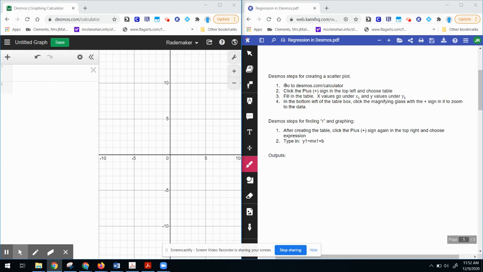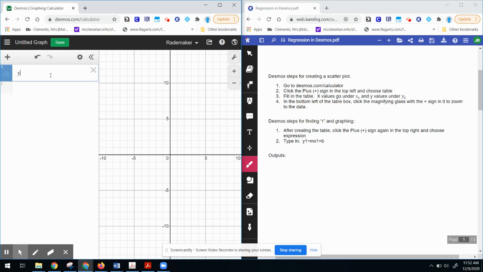Okay, so first thing you have to do is go to desmos.com/calculator, and it'll take you to a screen like this. You could log in, create an account if you want. You could sign in with Google if you want. It's up to you. Okay, Desmos is usually used for graphing lines. So you would type in an equation like y equals 2x, and it would graph the line for you automatically.